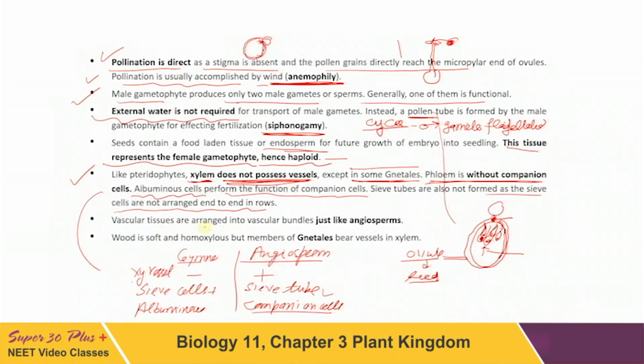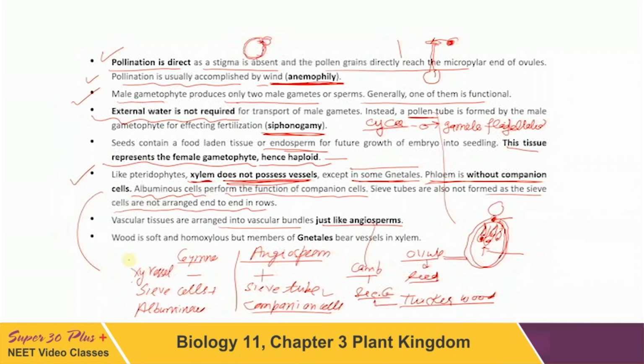The vascular tissues are arranged into vascular bundles just like in angiosperms, and in the vascular bundle the cambium is present between xylem and phloem. When the cambium is present, what will there be? You know that there will be secondary growth. When there is secondary growth, the stems are thicker and woody. These are some important features related to the anatomy.